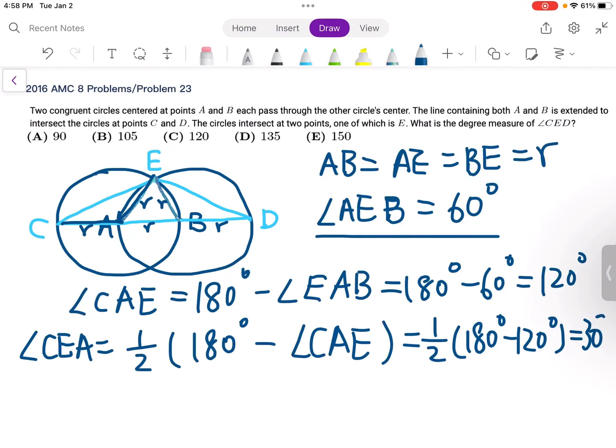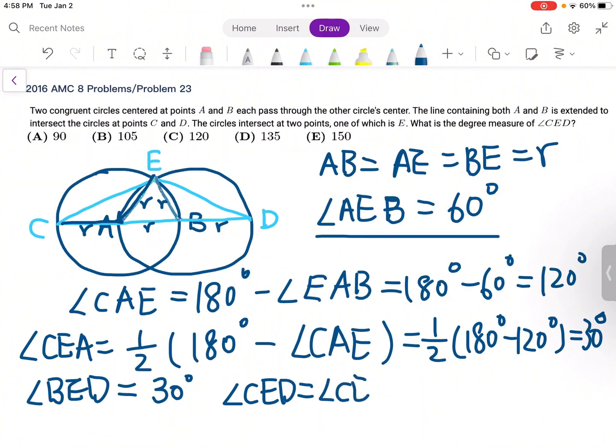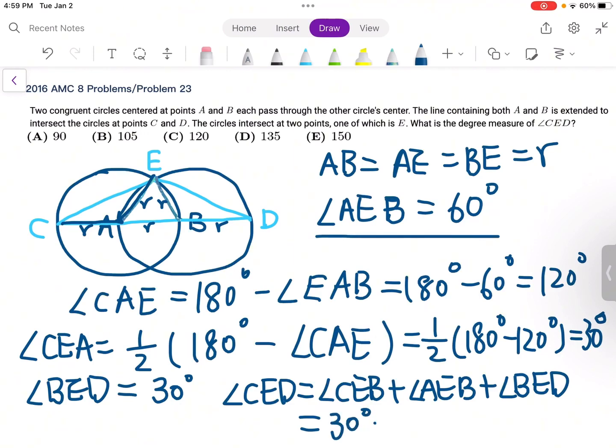Similarly, we can get angle BED also equals 30 degrees, and angle CED equals the sum of angle CEB plus angle AEB plus angle BED. That's 30 degrees plus 60 degrees plus 30 degrees. That's 120 degrees. So the answer is C.